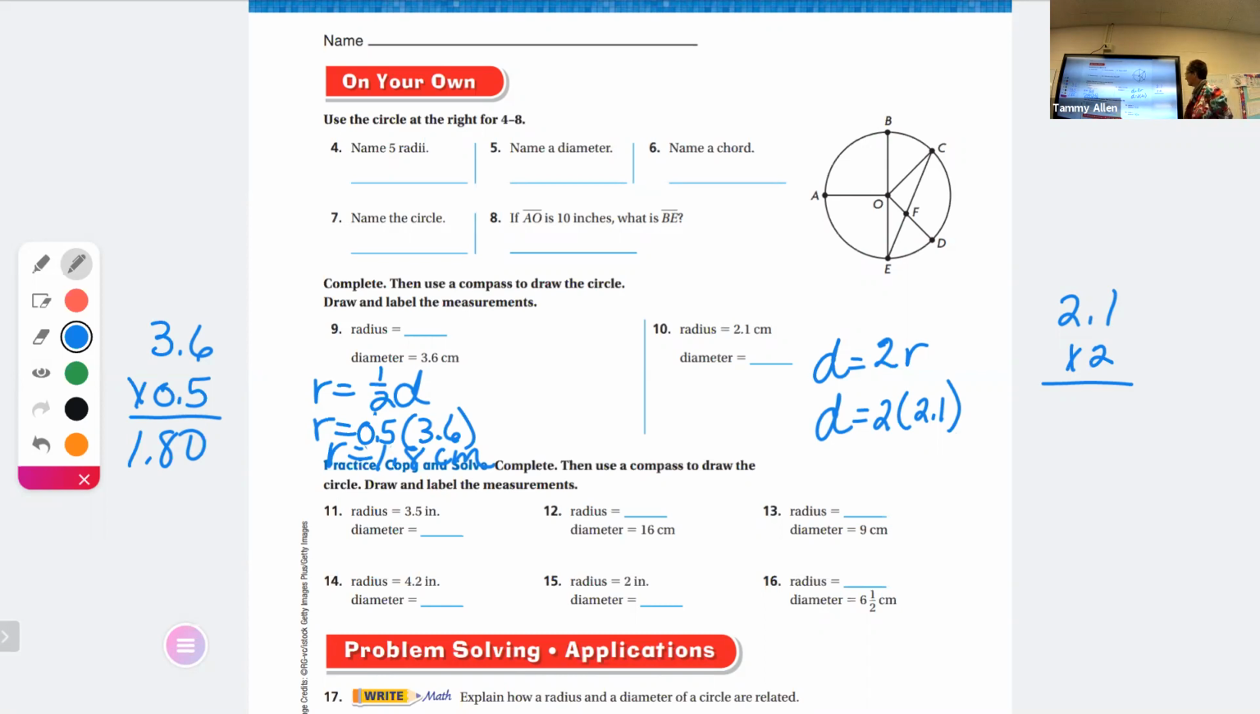Label? Uh-huh. Questions on this? Anybody? All right.